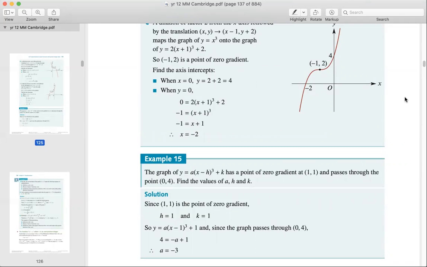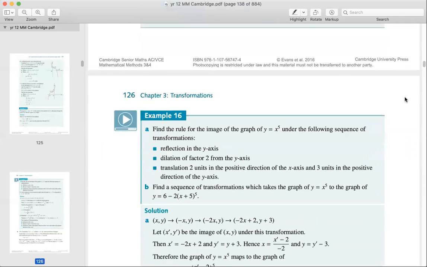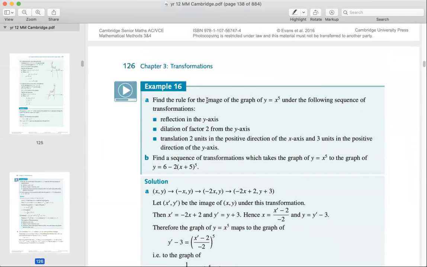But until now, it's not that important. You just need to know it's a point of zero gradient. Okay. And 16 is essentially the same thing, combined with what we learned for 3E and 3F. So it just tells you the transformations and you follow each step. And for part A and part B, you just need to figure out the middle steps.